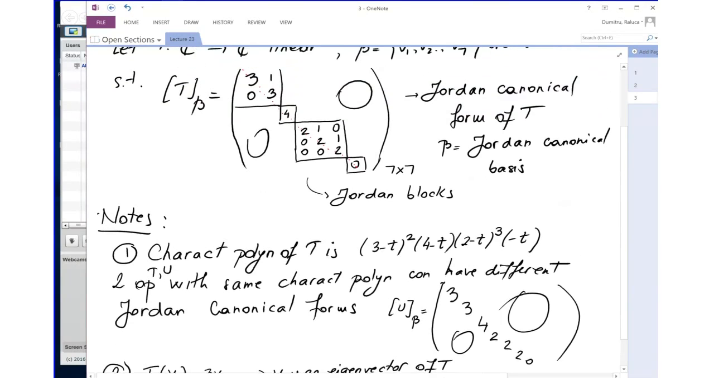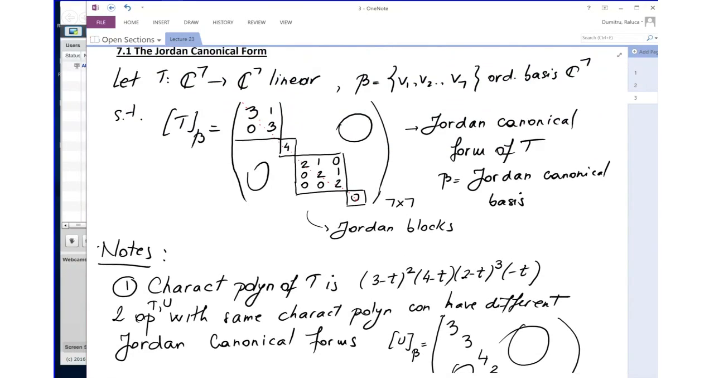Okay, so V1 is an eigenvector, but can you say the same about V2? What happens with T of V2? Well, T of V2 is in fact V1 plus 3V2. It's not an eigenvector anymore, right? However, there are others in the basis beta that will be eigenvectors. Which ones will they be? The fourth one is an eigenvector, correct? Because T of V4 is 2V4. Any other one?